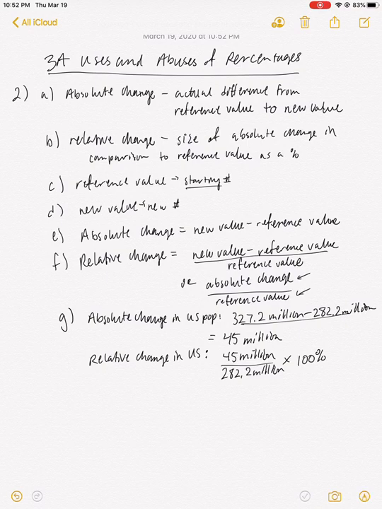I forgot to put that up on here, times 100%, because we want this as a percent. And when we do that, we get 15.9%. So the division between 45 million and 282.2 million is 0.159. And so that's approximately equal to 15.9%. Okay, so we can say that the increase in population was an increase of 15.9%.